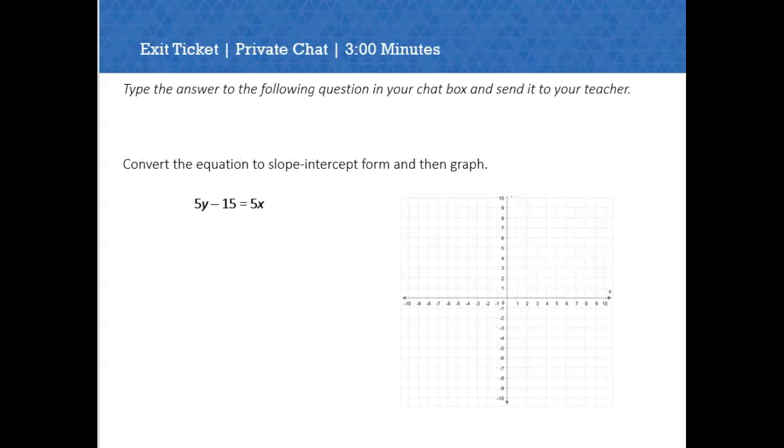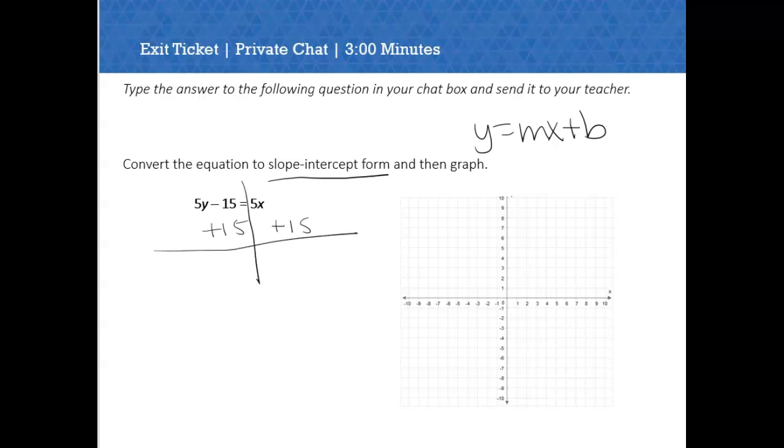All right, convert the equation to slope-intercept form and then graph. So take a look, be careful. Again, we need to recognize slope-intercept form means y equals mx plus b. So we don't want to touch anything by the y until everything's moved. So we're adding 15. Those cancel. We have 5y. The x term was already in front here. So 5x plus 15. This time we're dividing by a positive 5.